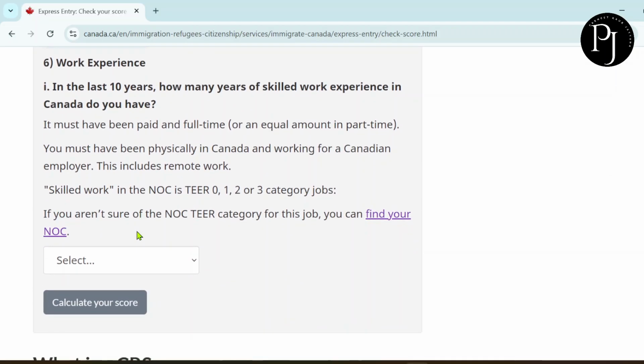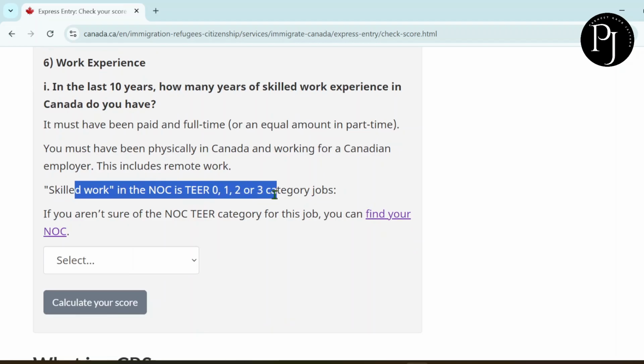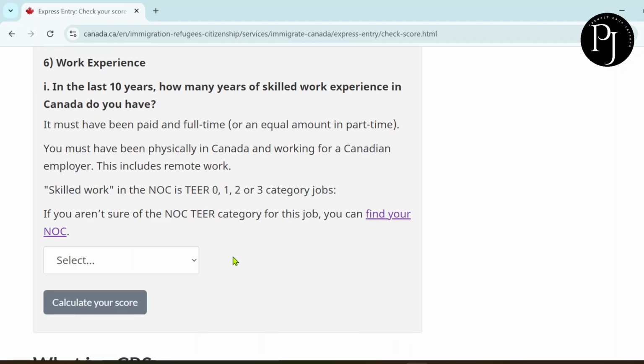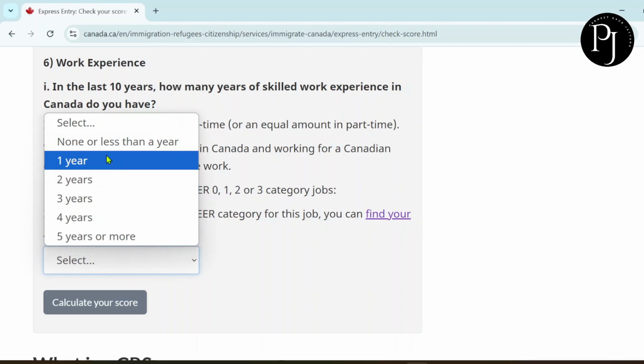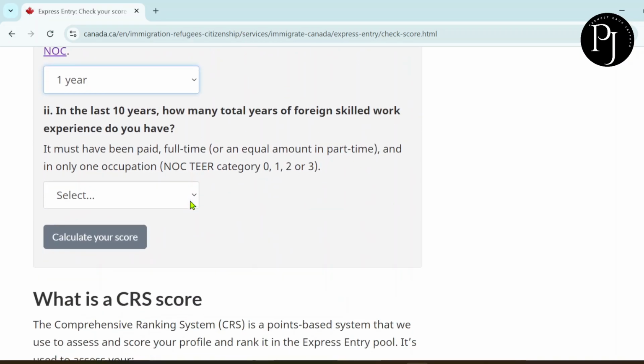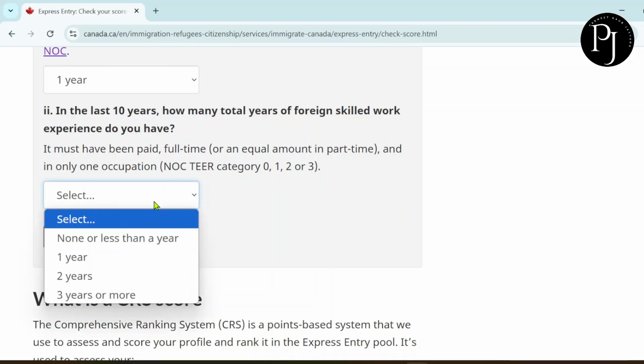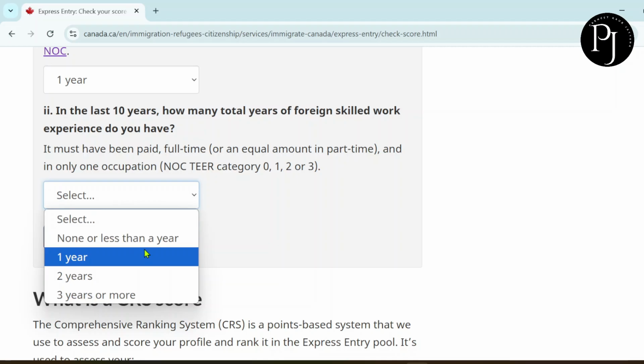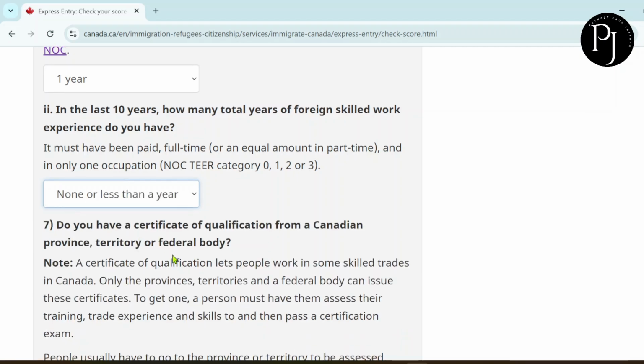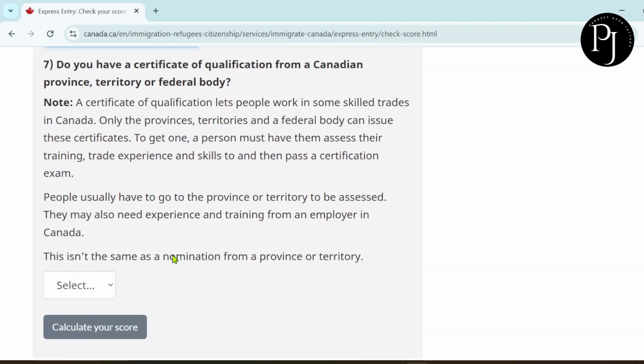Work experience in the last 10 years: how many years of skilled work experience do you have? If you have any experience in tier 0, 1, 2 or 3 category jobs, then just mention it. I have 1 year, so I will mention 1 here. In the last 10 years, how many total years of foreign skilled work experience do you have? If you have done any job back home where you did your degree or in any other country, then fill it accordingly. In my case, I don't have any, so I will select none or less than a year.